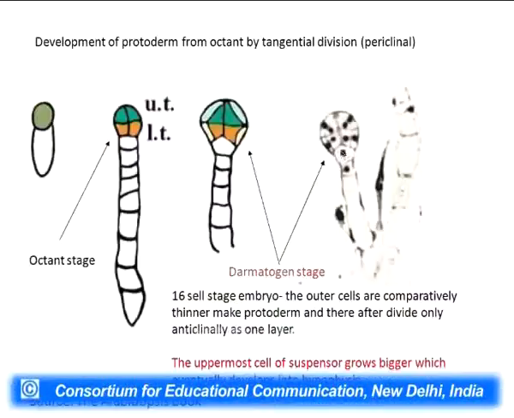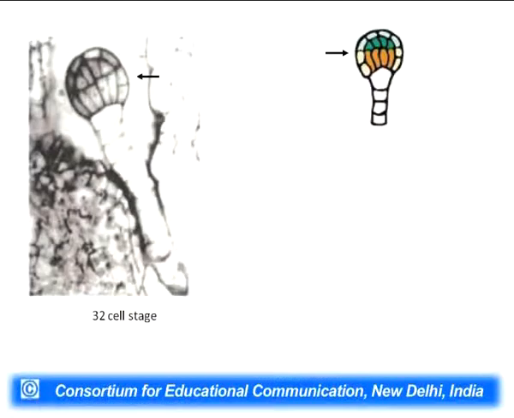And this is the actual figure from a journal paper. You can see how the cells are arranged. This is the outer thinner cells, and this is the inner relatively globular cell. So this cell division will continue, and the 16-cell stage will give rise to 32 cells.